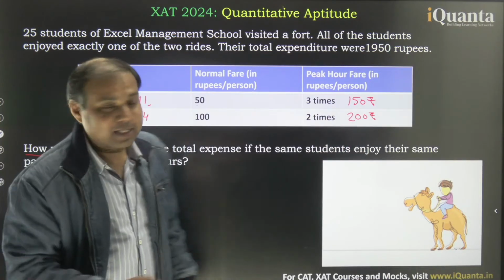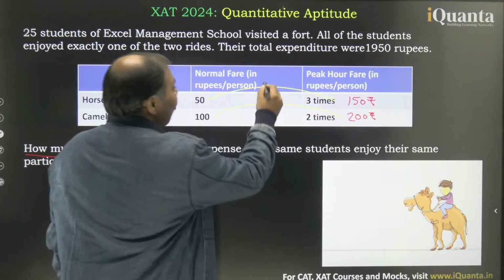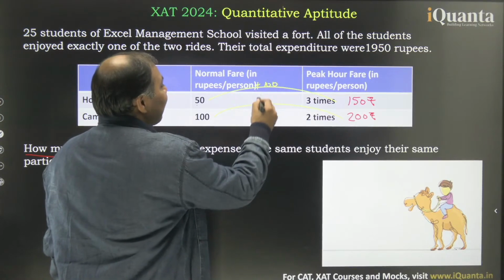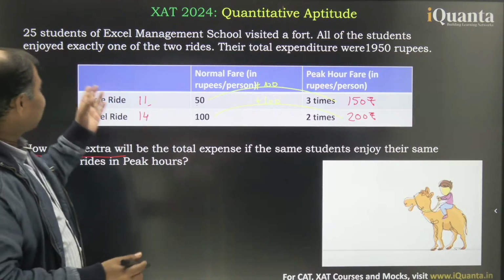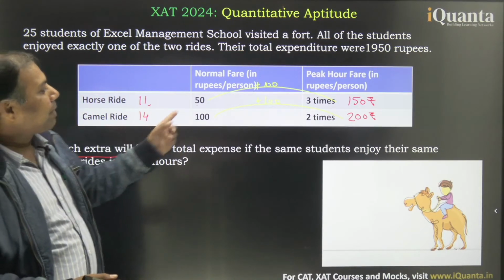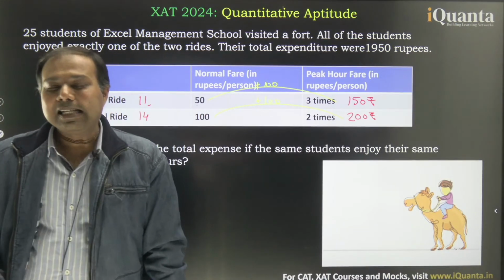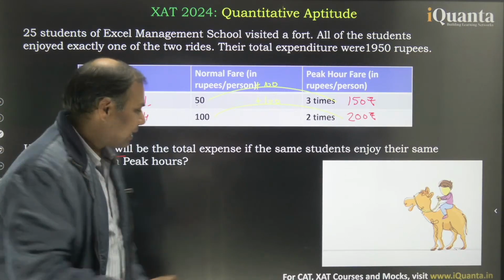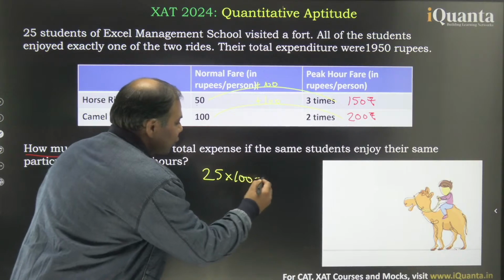Again 100 rupees extra. That means in each of the rides, one has to pay 100 rupees extra. So it hardly matters how many students are enjoying what type of ride. Although they are using the same ride, they are paying 100 rupees extra for each ride. Total 25 rides are there and everyone is paying 100 extra. So it's simply 25 times 100, that is 2500.